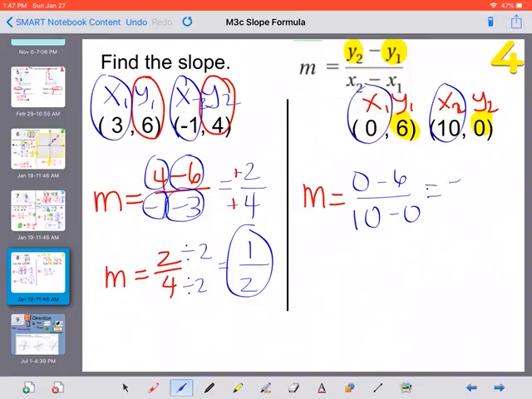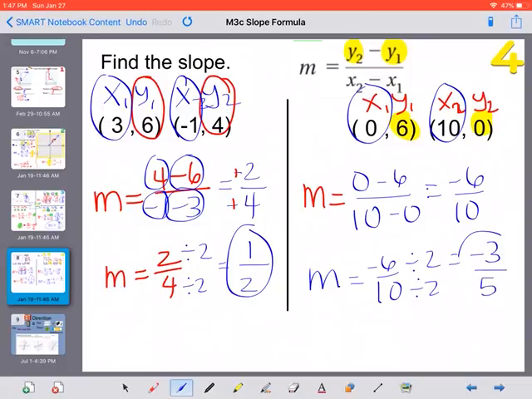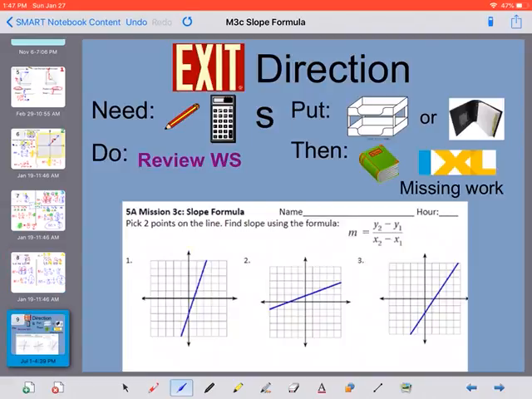0 take away 6 is -6. 10 minus nothing is 10. So our slope is -6 over 10, but we can simplify that. We can divide by 2. So we have negative 3 over 5, or negative 3/5. This is the same slope we would count if we were to plot these 2 points on a graph and count rise over run. So your homework is just like this.